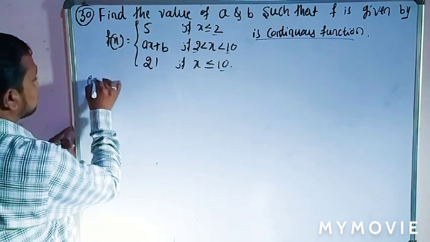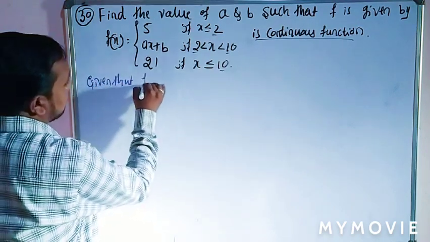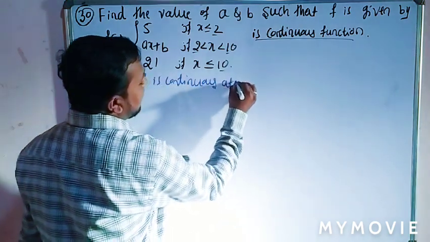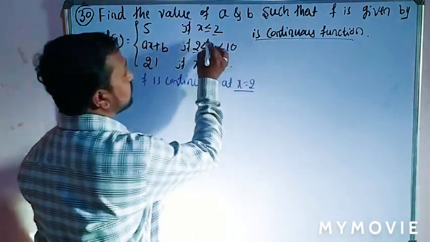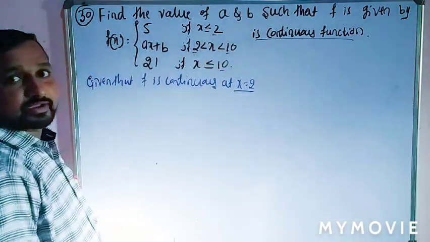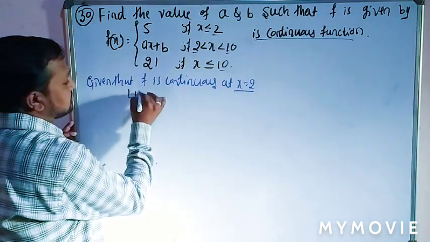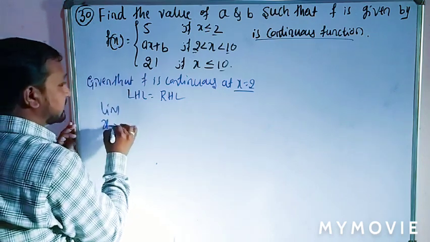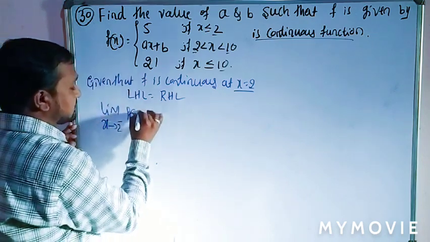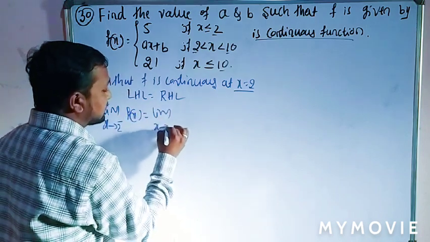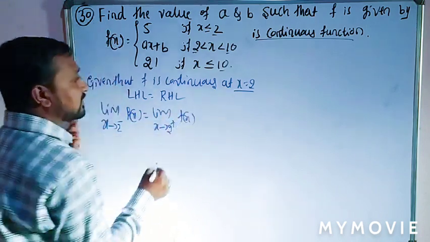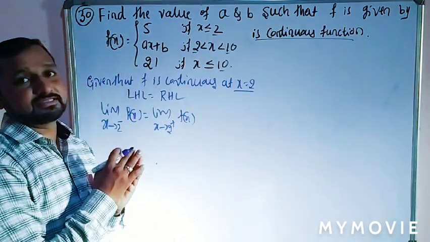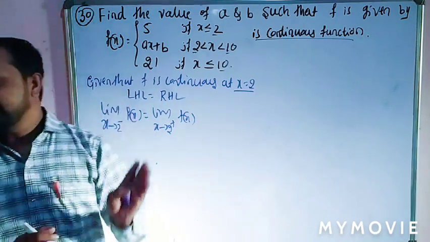Given that f is continuous at x equal to 2, first, what we have to find at x equal to 2? That is LHL equal to RHL, the left hand limit. Limit of x tends to 2 minus f of x is equal to limit of x tends to 2 plus f of x. The function should be continuous at the indicated point is nothing but LHL is equal to RHL, left hand limit is equal to right hand limit.